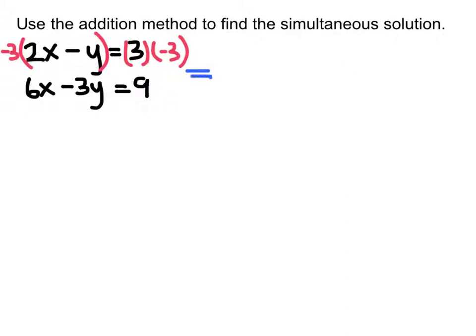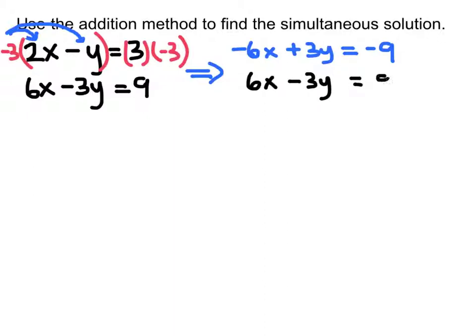So multiplying the first equation by -3, I will get -6x plus 3y equals -9. I don't have to modify the second equation, so I will just rewrite it. And now keep in mind that we had first decided to eliminate the y's, so we want to make sure our coefficients are opposites. +3 and -3 they are. So now we're ready to add.